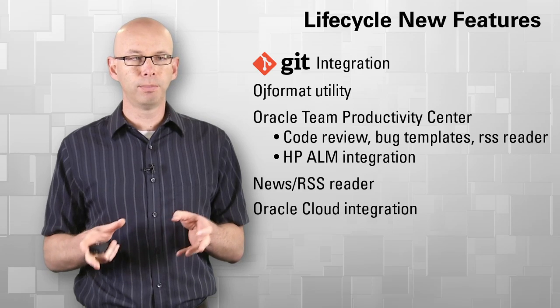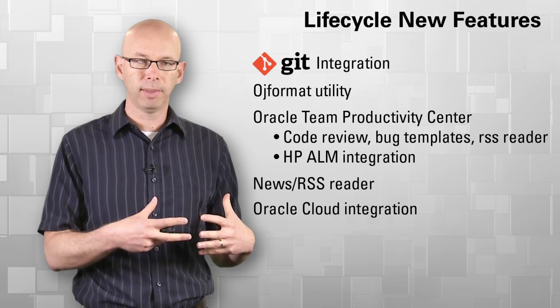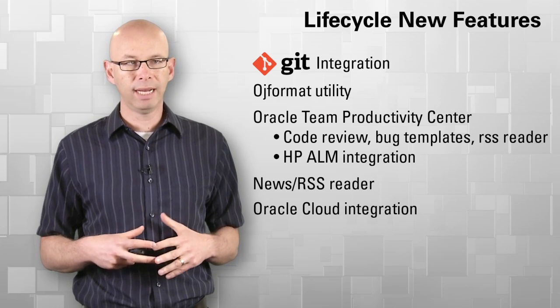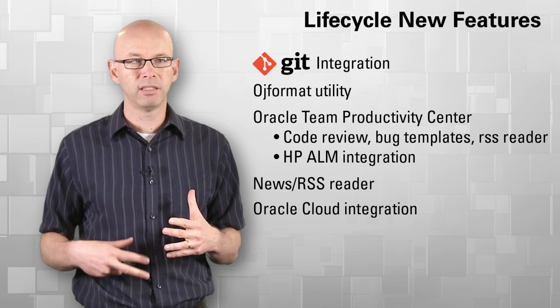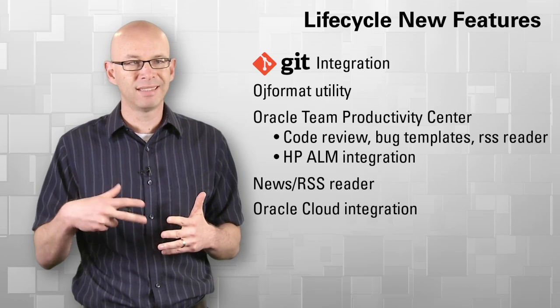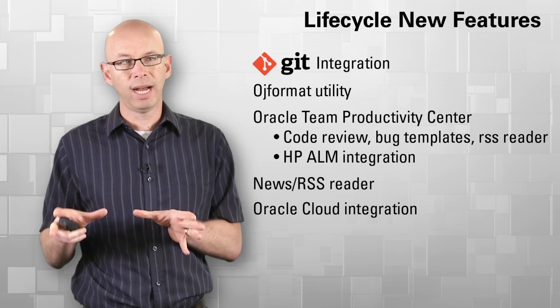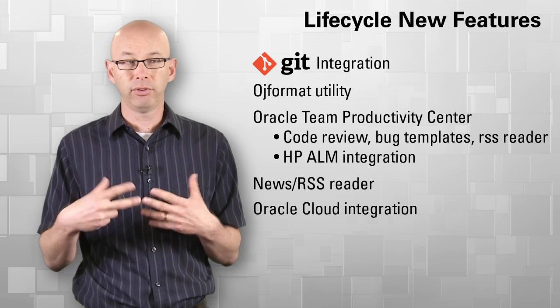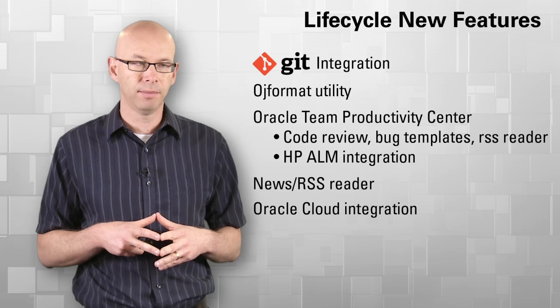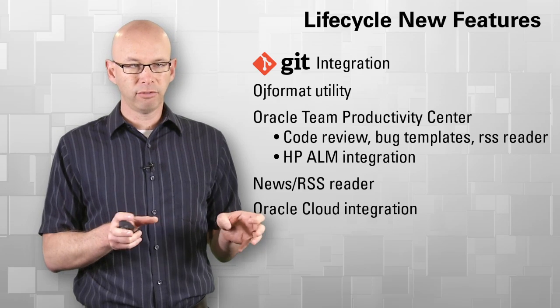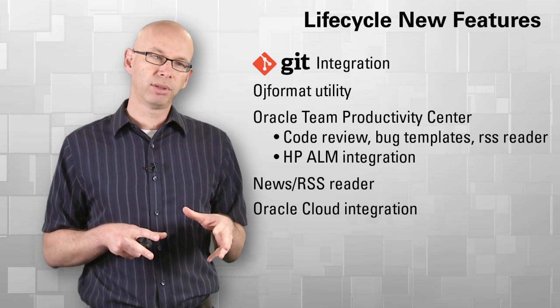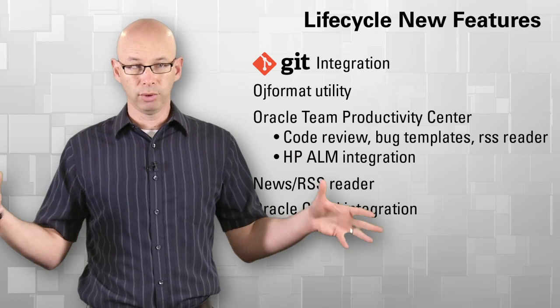We introduced a new batch utility called OJ Format. This utility allows you to run a batch process that actually formats your code. It uses the formatter inside JDeveloper, and you can now run it outside of JDeveloper as part of your build process.